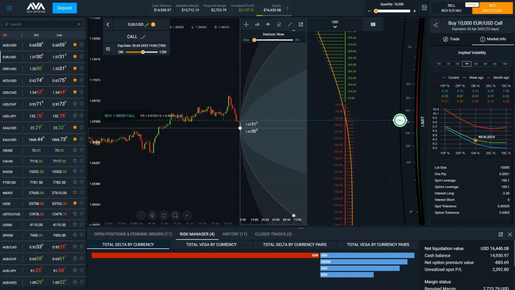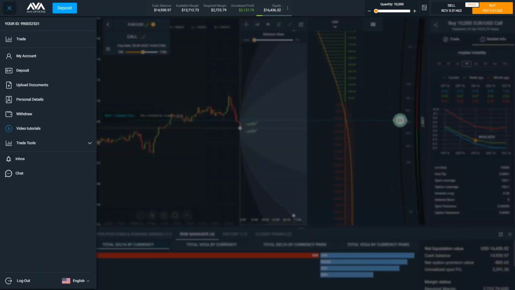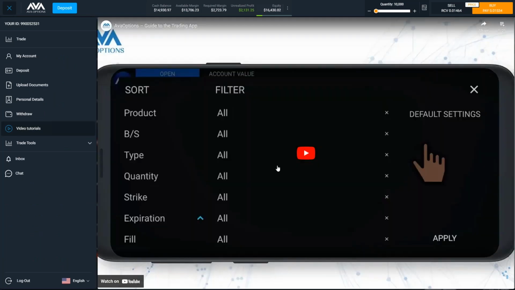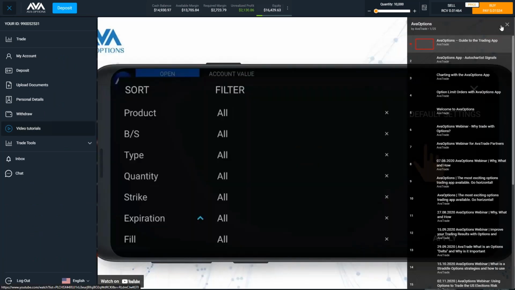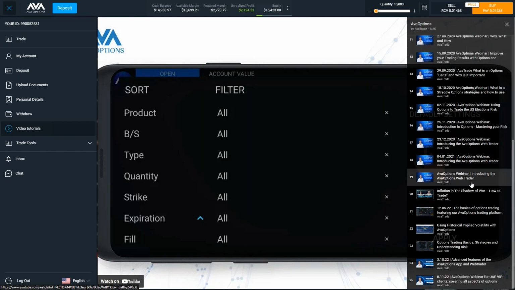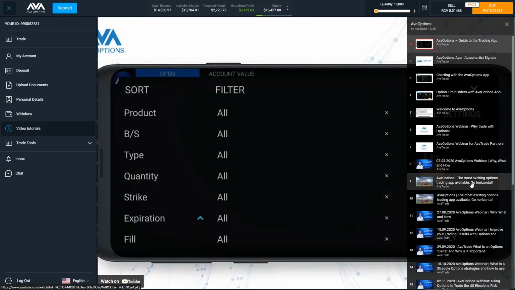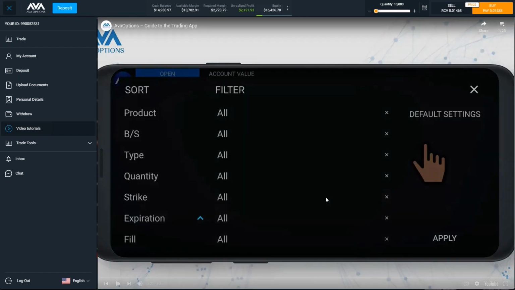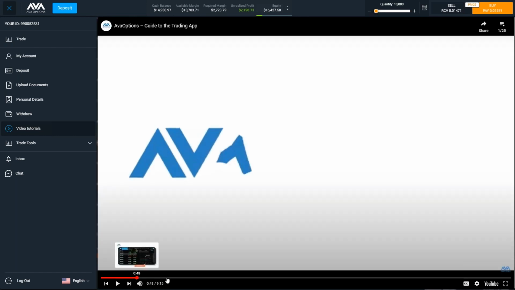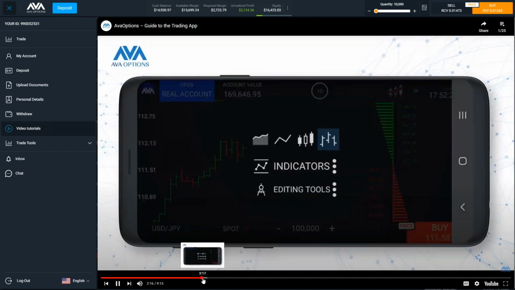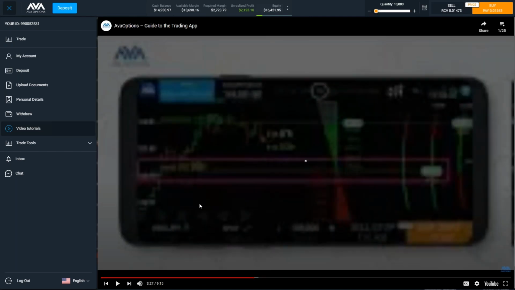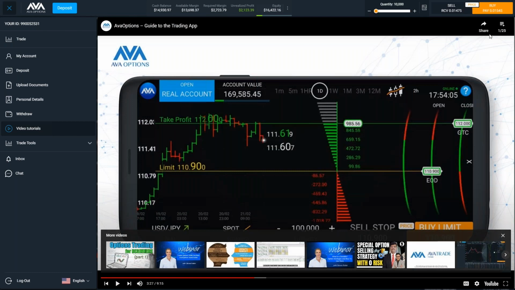Okay, over in the side menu, we have video tutorials. Just click video tutorials. You get a whole menu here of webinars and tutorials that are available in YouTube. You can watch them right here in a window inside the app, or you can go and watch them somewhere else. But we've got a full suite of tutorials. This is a picture here of the mobile app. You can see the mobile app looks just like the WebTrader. Exactly the same interface, same design, same functionality.